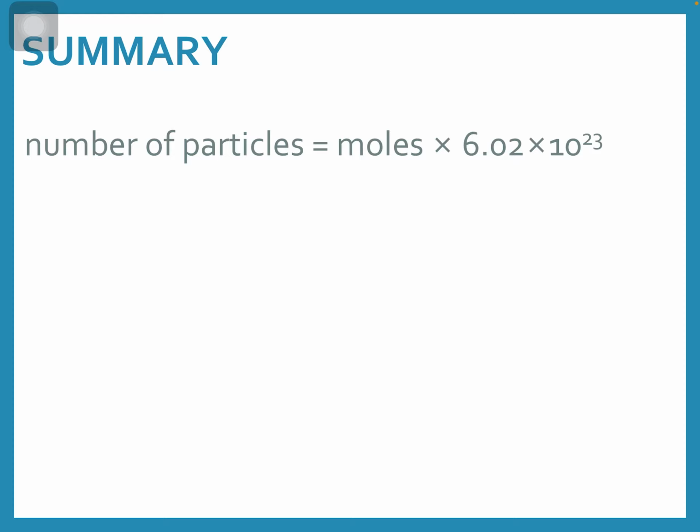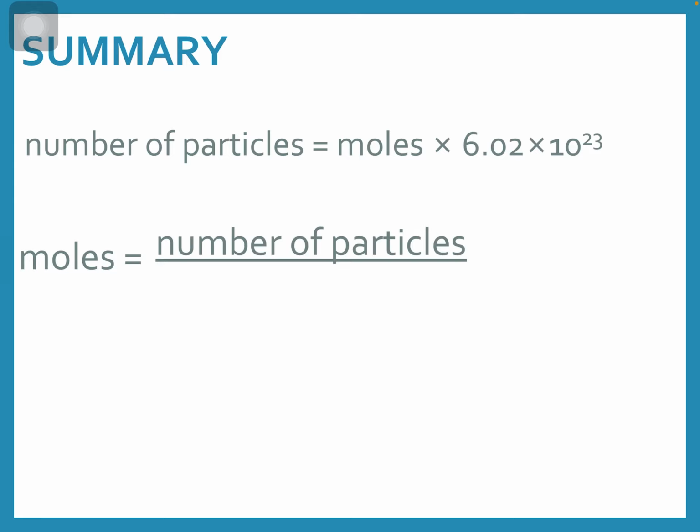So in summary, to calculate my number of particles, I would take the number of moles, multiply by 6.02 times 10 to the 23. The particles could be atoms or molecules, depending on what I'm talking about. And to calculate moles, I take how many particles I have, so either how many molecules or how many atoms, and divide by 6.02 times 10 to the 23.